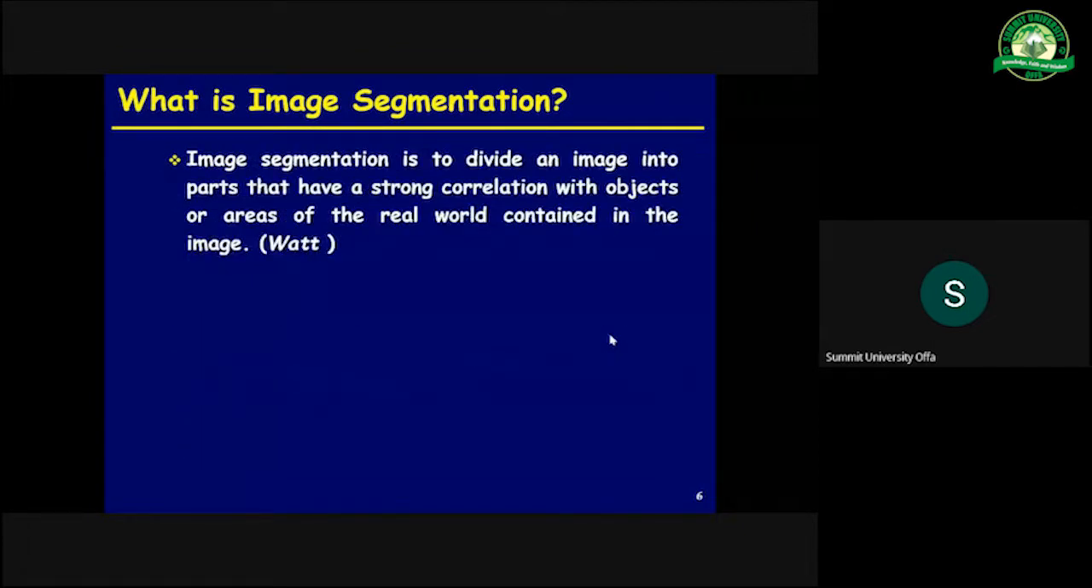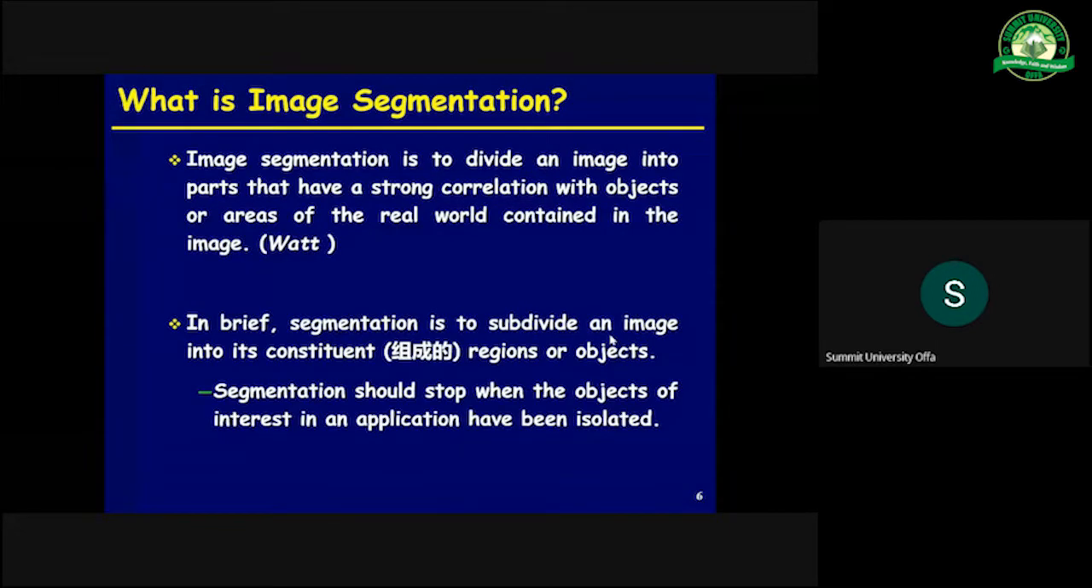Let's also look at this third definition. Image segmentation is to divide an image into parts that have a strong correlation with objects or areas of the real world contained in the image. That's another definition of image segmentation. So you all understand what image segmentation is all about now. In brief, what we are saying is that segmentation is more or less subdividing an image into its constituent regions or objects. That's what segmentation is all about.